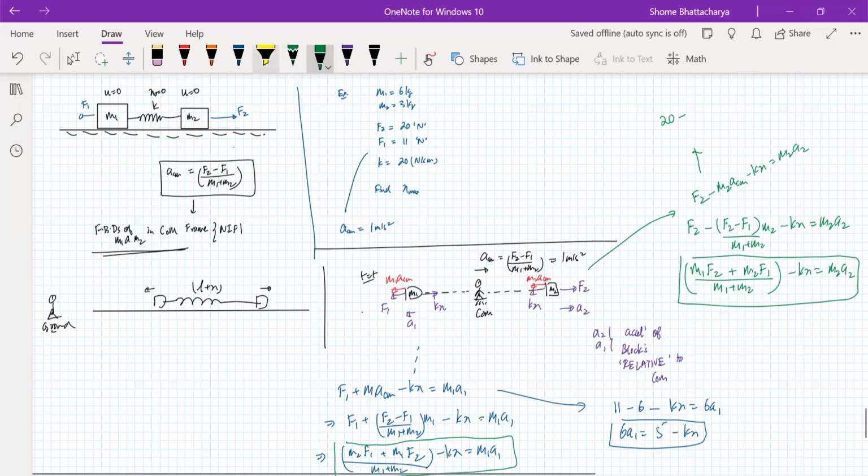Oh, I think I've taken the direction of pseudo force wrong in this equation. I mean, here it's okay, but here I've subtracted. It should be added. Yeah. So now we'll get the correct one. Right. So this term is now working out correct. So F2 is 20, M2 is 3, and ACM was 1. So this minus KX is equal to 3A2. So we're getting that equation. 3A2 is 17 minus KX.